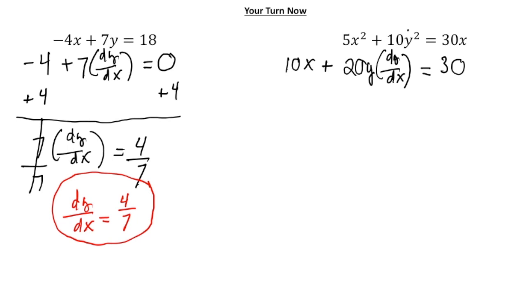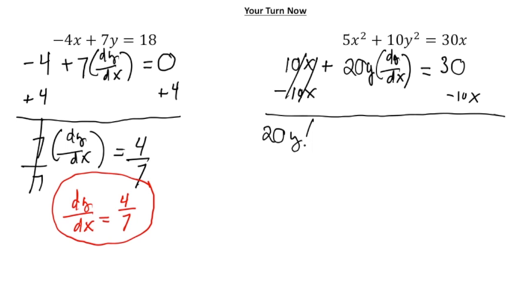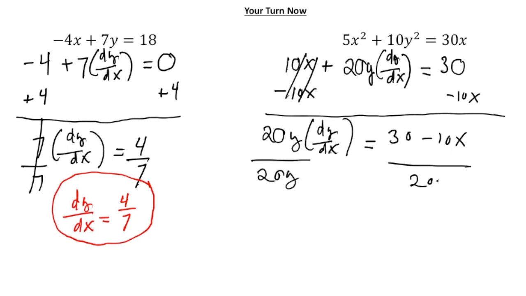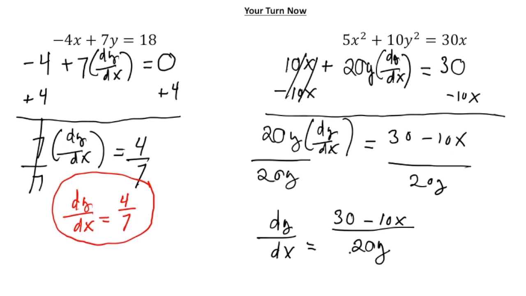All right. So next step, let's take away 10x from both sides. So these cancel out. So we get 20y times dy dx equals 30 minus 10x. All right. And then let's divide now both sides by 20y. And we end up with dy over dx equals 30 minus 10x over 20y. And there's the answer.